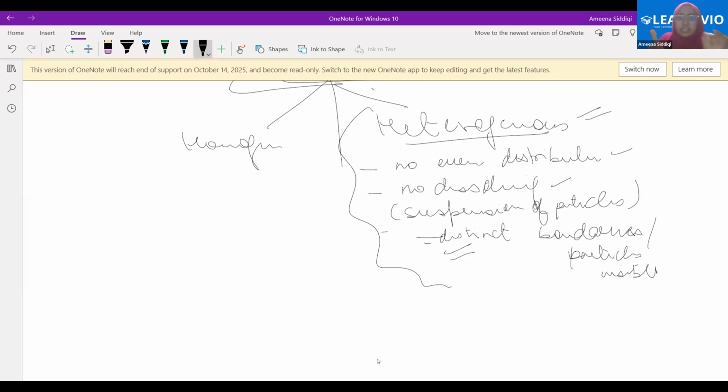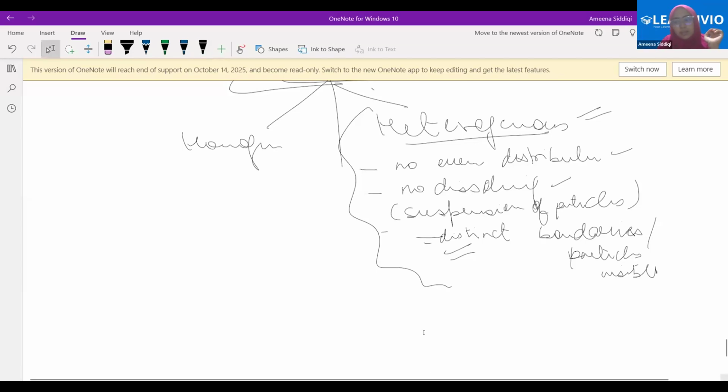So the basic difference is that in homogeneous mixtures the dissolving will take place, and it will not take place in heterogeneous mixtures. Because of that, the difference in the properties will follow. I hope that point is clear to all of you.